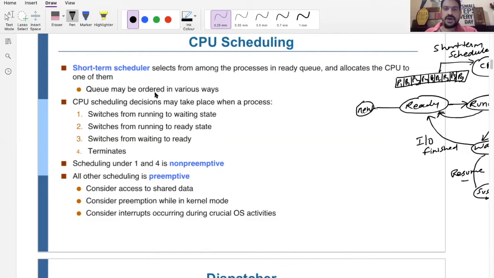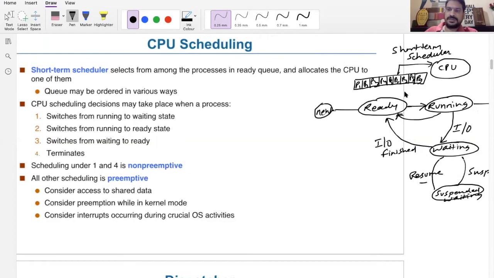So that is the responsibility of the dispatcher. Queue may be ordered in various ways. So this queue which we are talking about is called the ready queue. Why are we using the queue data structure here? Previously, the queue data structure is based on how processes will reach the RAM. So in that way the queue has been arranged.